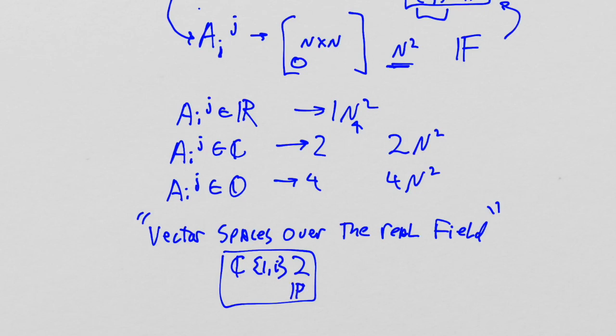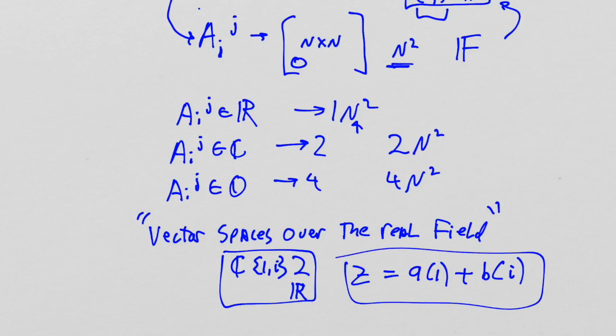And the field it's over is the real numbers. Any complex number, it's a little more conventional to use Z, is some real number A times the basis vector 1 plus the real number B times the basis vector i. So when you think of the complex numbers as a two-dimensional vector space over the real numbers, meaning the scalars are real numbers, its dimensionality is 2. Likewise, for the quaternions, your dimensionality is 4.